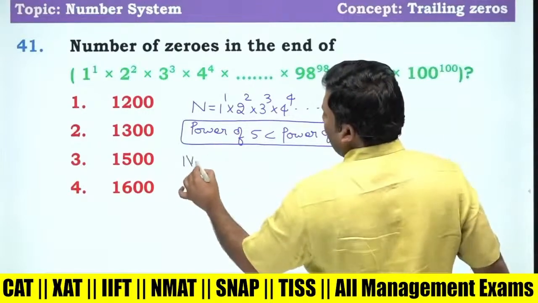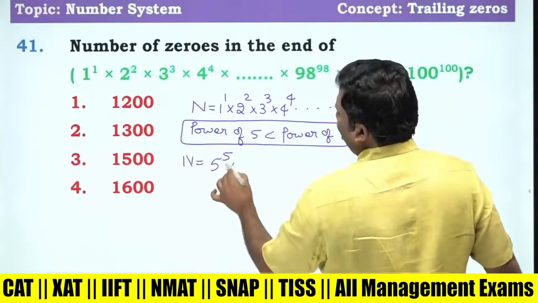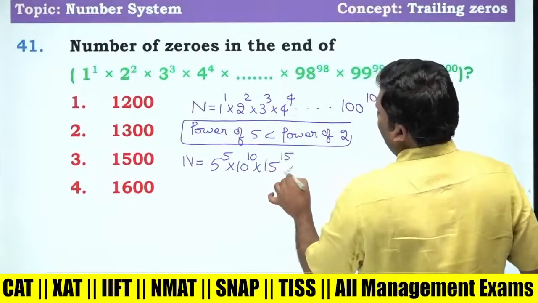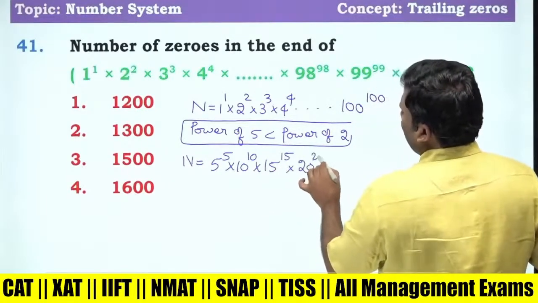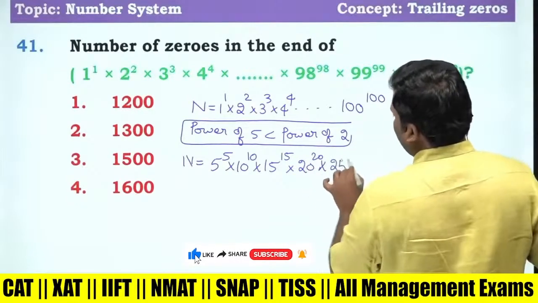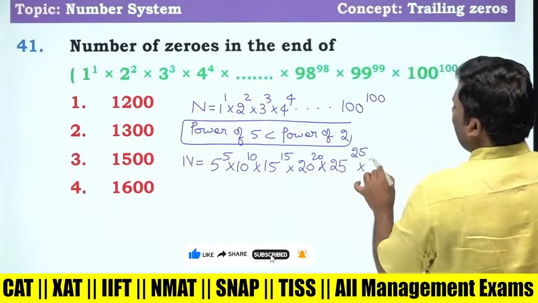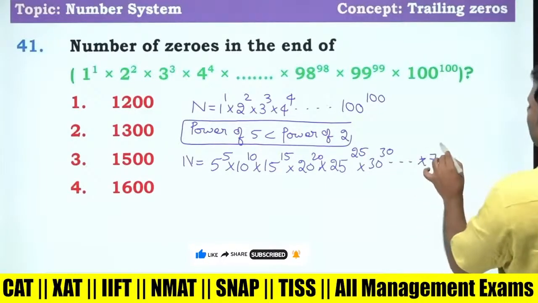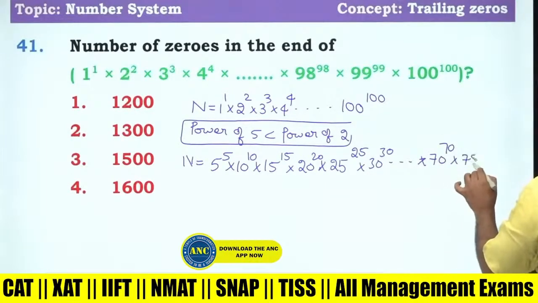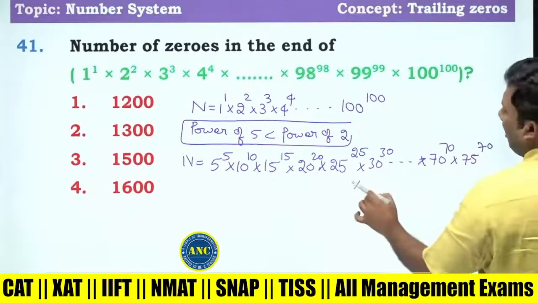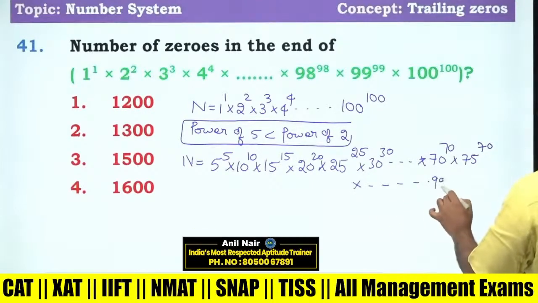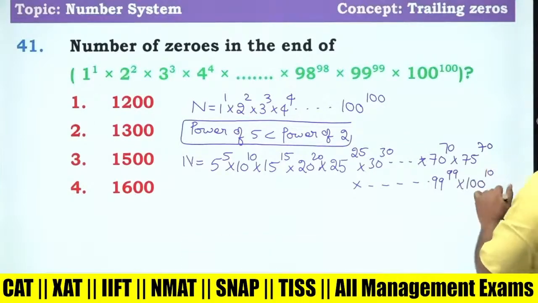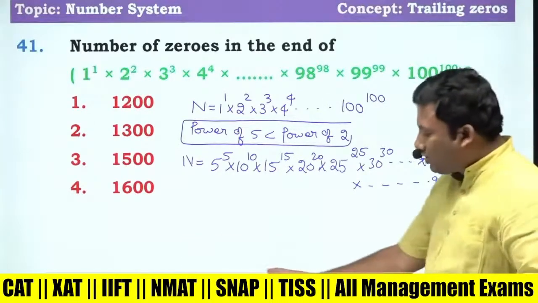So n is equivalent to 5 power 5, next 10 power 10, next 15 power 15, 20 power 20, 25 power 25, 30 power 30, and so on up to 70 power 70, 75 power 75, and so on up to 99 power 99 into 100 power 100. We have done a similar question in session number 1.